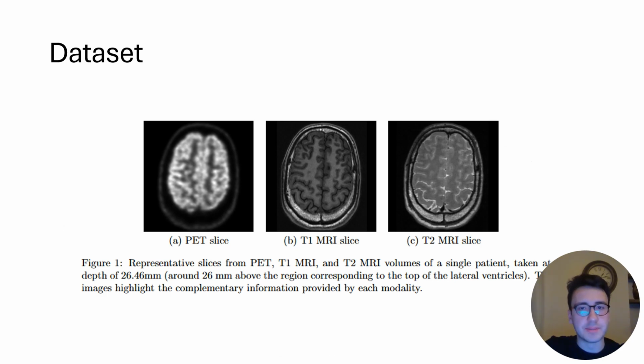So here's a sample of the dataset, so to speak. Slices from the dataset. They correspond to each other and are from the same patient. This is the PET image, this is the T1 MRI image, and this is the T2 MRI image, basically.